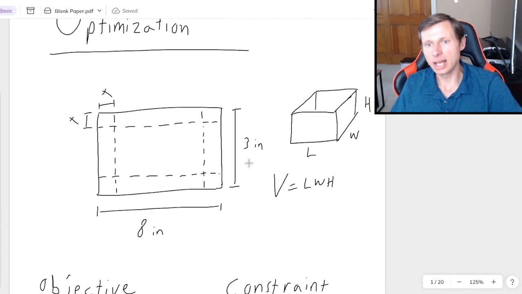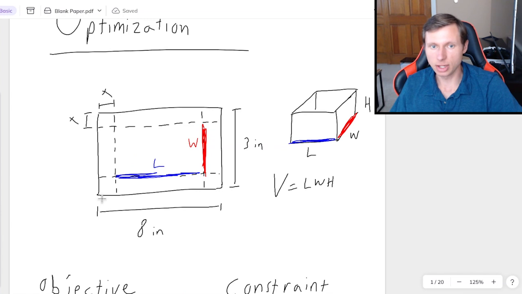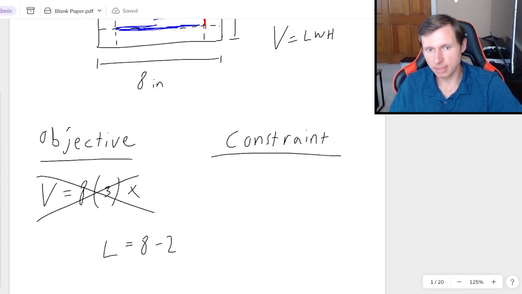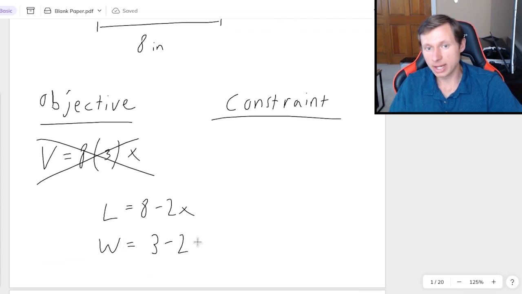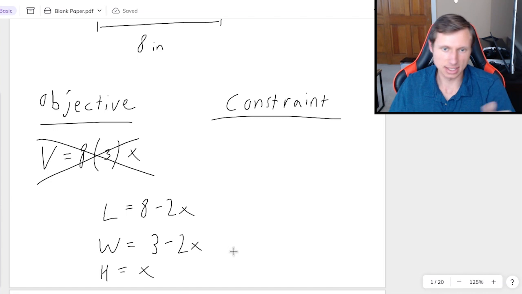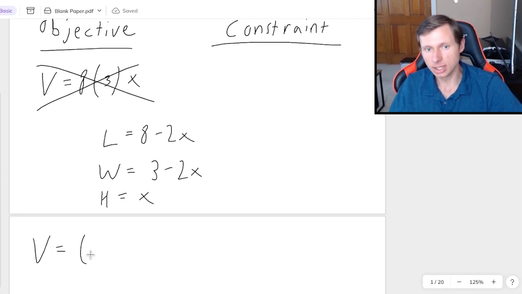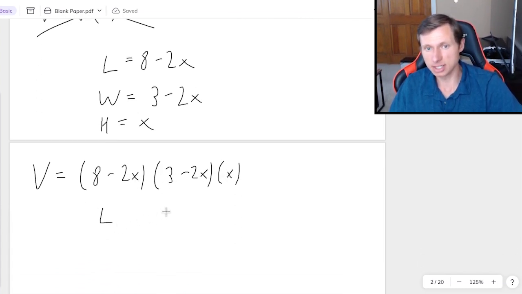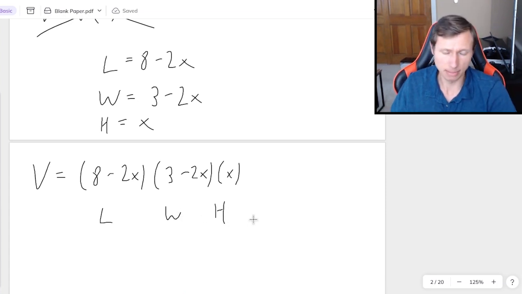Let me explain why. The length is not 8 and the width is not 3. And the reason why is, remember, this here in blue is really my length, and this here in red is really my width, because that's the bottom of the box, basically. Maybe I'll color code it here and you can actually see it. So in other words, the length is really 8 minus 2x, because you're taking off x on both sides. So the length is 8 minus 2x, the width is 3 minus 2x, and then the height is actually still just x. That didn't change. And so therefore my objective, my volume, is quantity 8 minus 2x times 3 minus 2x times x. And again, that's because it's the length times the width times the height. I'll reduce this later.